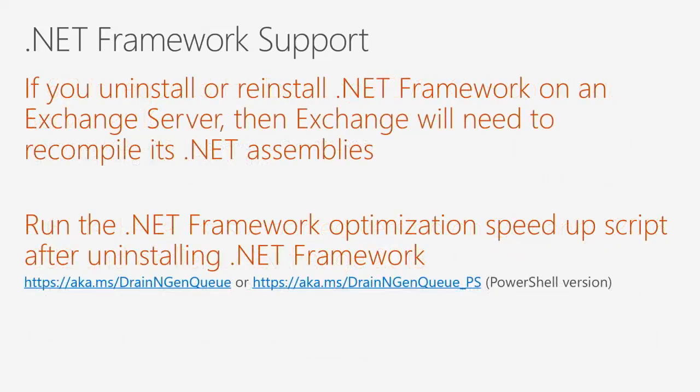The other thing to be aware of is if you uninstall or reinstall .NET on an Exchange server, it's going to be different on other servers, but on an Exchange server, if you do this, then you'll actually have to recompile the .NET assemblies. There are a couple of different scripts you can get. One is a WSF file, the other is a PowerShell script, and you'll run both of those. They are posted now on GitHub. We used to have them on MSDN, but actually today, literally like 4 hours ago, we moved them over to GitHub. But the URLs still point to where they are now. So you'll want to go and grab those and run those scripts after you've uninstalled the .NET Framework.